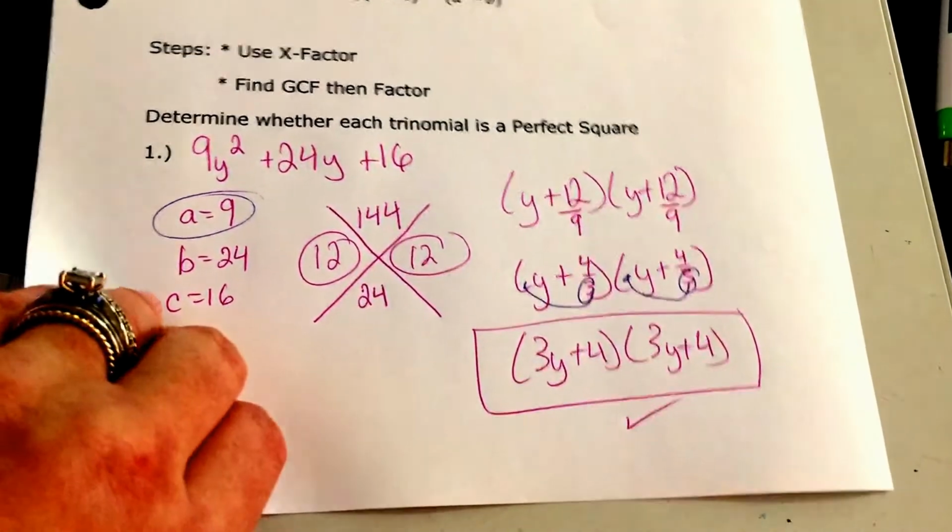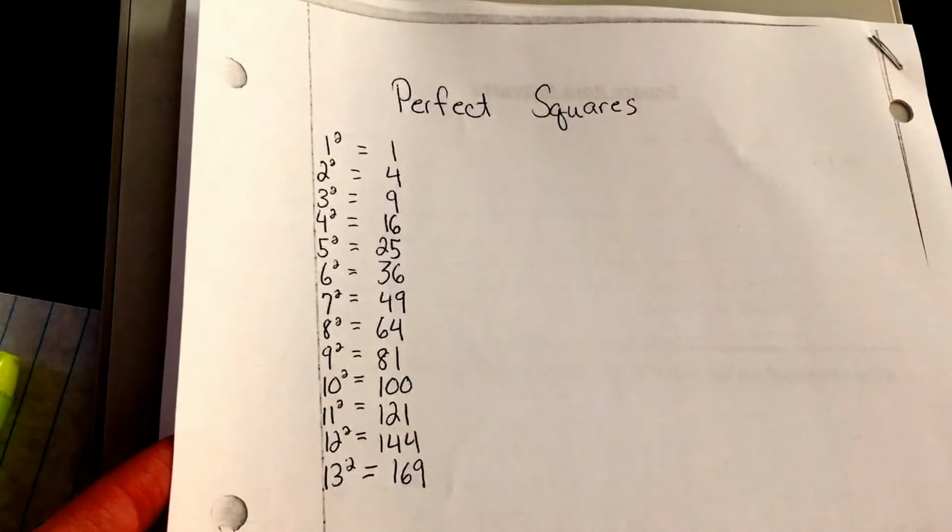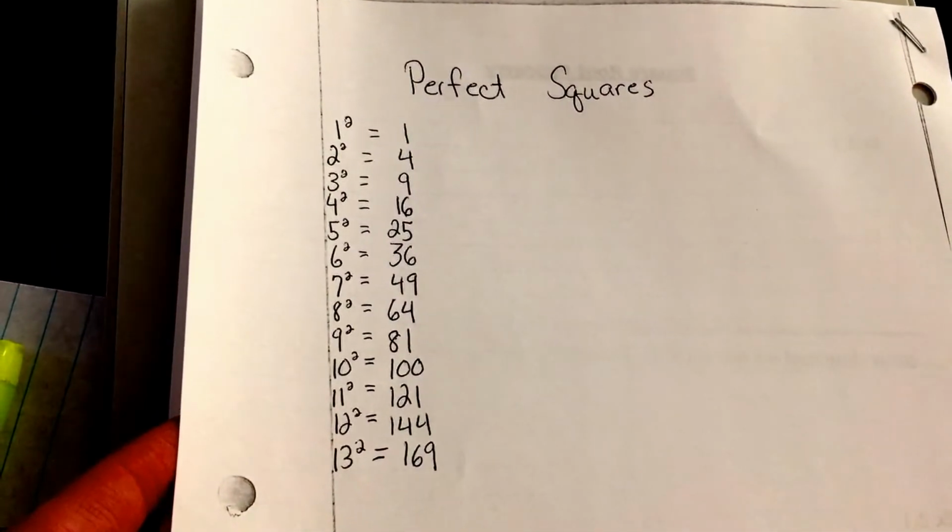We good? Okay. I did give y'all, I just noticed this, I gave you your perfect square list on the very back of your notes. Sorry about that. I just saw that.